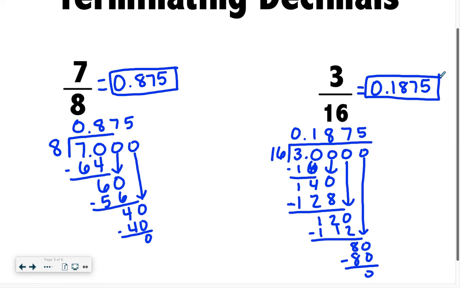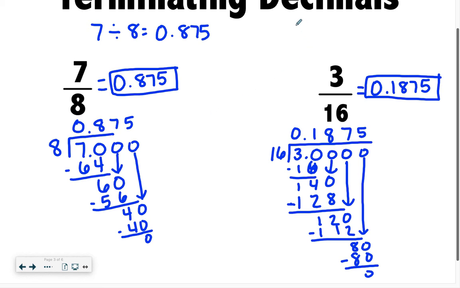However, there's a second one that you guys are probably already asking, why are we not doing this? And that's just to use a calculator and literally type into a calculator 7 divided by 8, and you would get 0.875. And you'd say, Ms. Johnson, that's so much faster. Why are we not doing that?